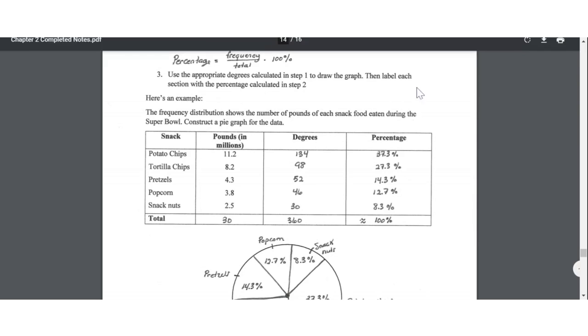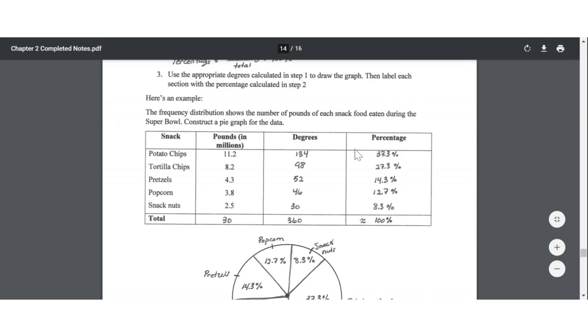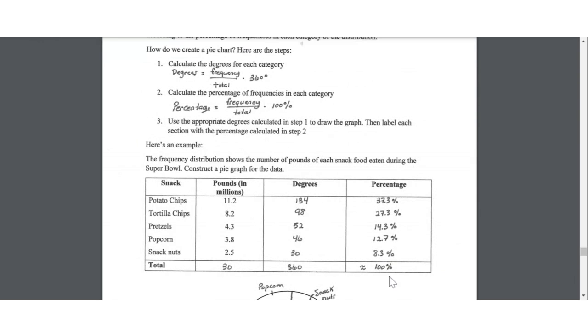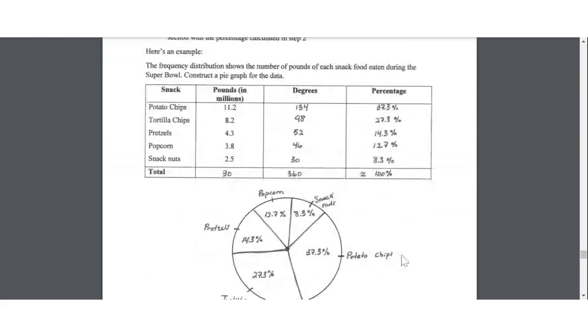So, you want to check that these total degrees add up to 360, which they do. And the percentages are roughly adding up to 100%. That's just because of rounding error. Whenever we have those like 0.33333, I just rounded. So it's going to be close to 100%. It may not be exact.